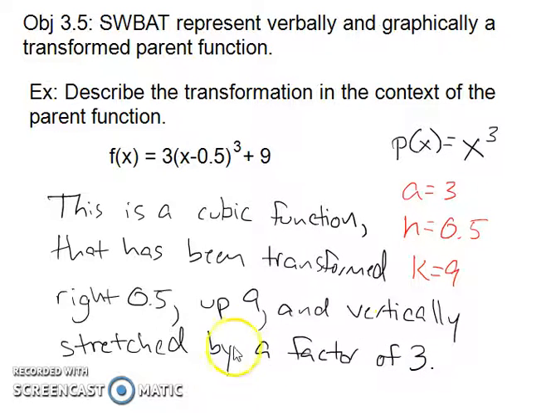I hope your handwriting is better than mine. So again, vertically stretched by a factor of 3 means that whatever this graph looked like, it's now been pulled taller and skinnier 3 times more than it otherwise would have been. So that is it for this objective. Graphically you'll do in class; we've represented verbally a transformed parent function.